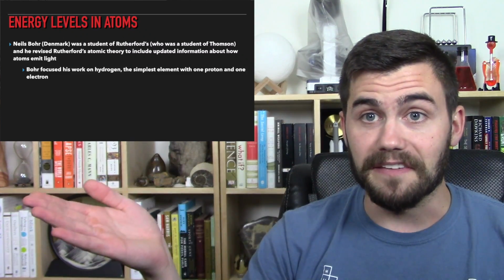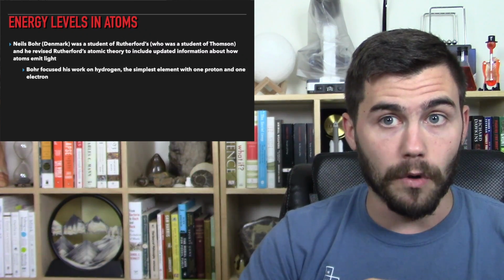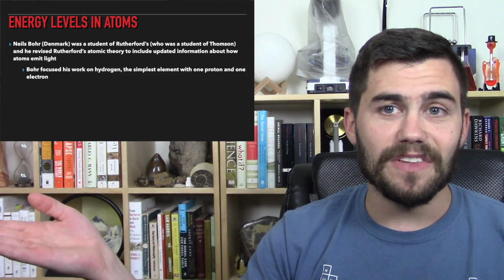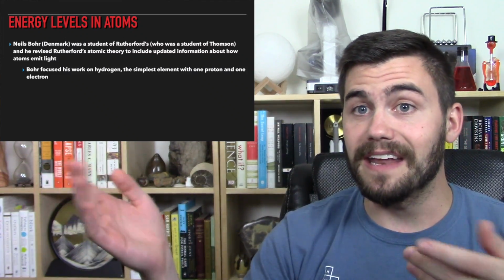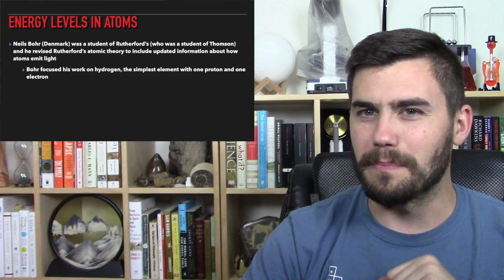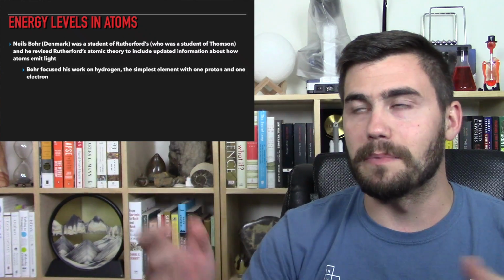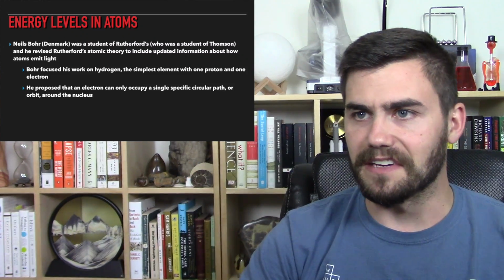So its atomic mass, for the most part, is usually just 1. There are isotopes of hydrogen, but usually, most commonly, it has 1 proton and 1 electron. It's the simplest possible element that you can study.